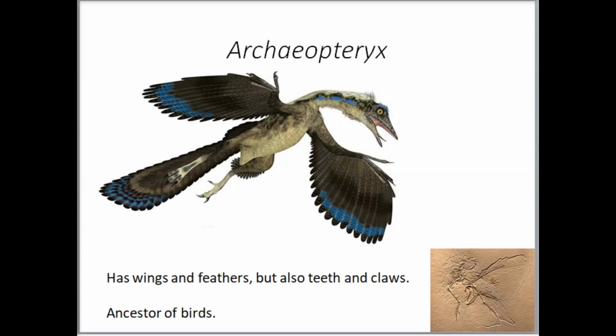Okay, here's a nice example of a dinosaur that's kind of half bird and half dinosaur, adding to this theory that we think birds evolved from dinosaurs. Here's the little fossil that we found of it, and it's called Archaeopteryx. It's the ancestor of birds.